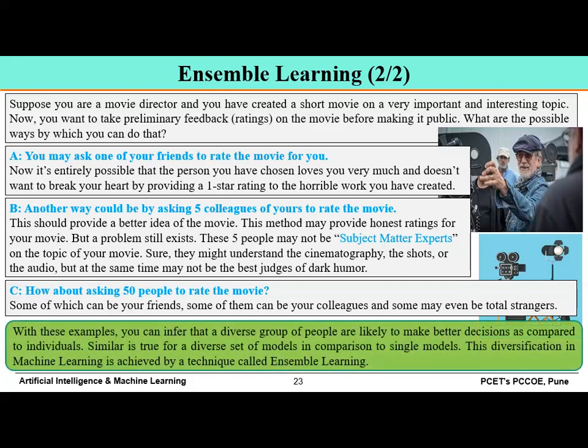So this is another example where, once again, you collect information from a diverse group of people. From that information you learn something by processing it, and finally you make some conclusion. This particular approach is called ensemble learning. Any question related to ensemble learning?